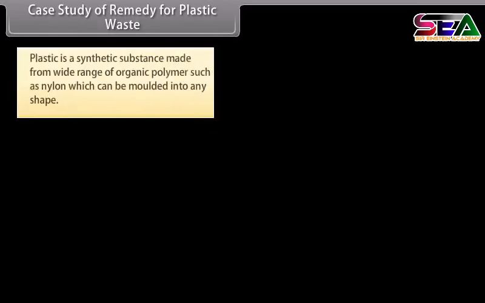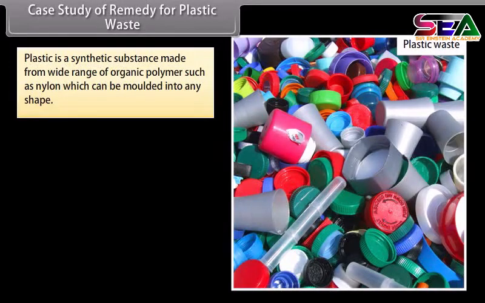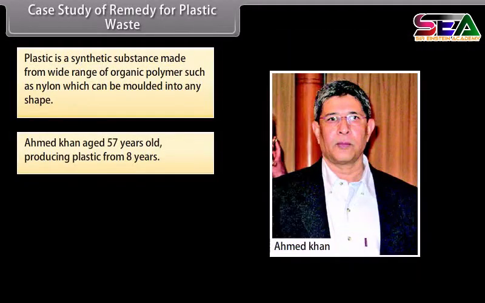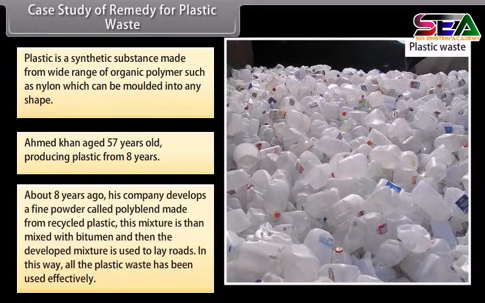Case study of remedy for plastic waste. Plastic is a synthetic substance made from a wide range of organic polymer, such as nylon, which can be molded into any shape. Ahmed Khan, aged 57 years old, producing plastic from 8 years. About 8 years ago, his company develops a fine powder called polyblend made from recycled plastic. This mixture is then mixed with bitumen, and then the developed mixture is used to lay roads. In this way, all the plastic waste has been used effectively.